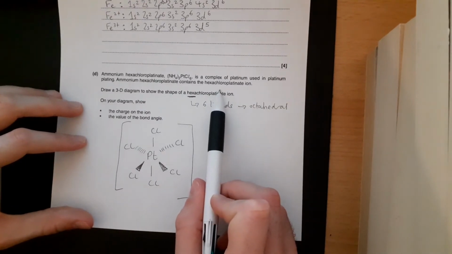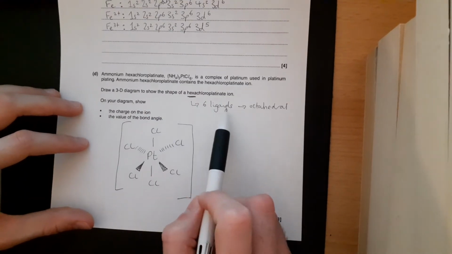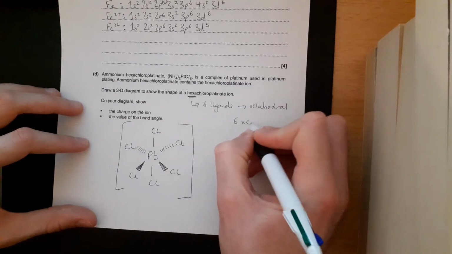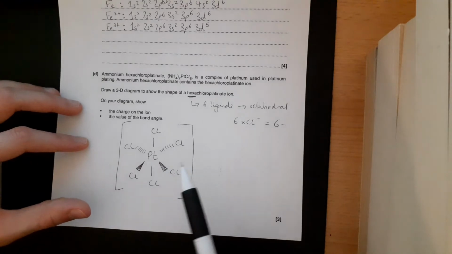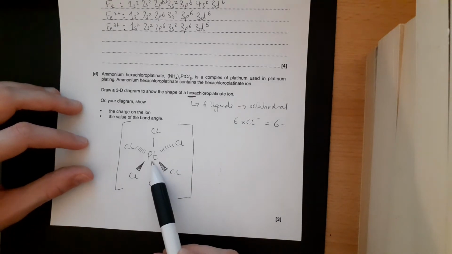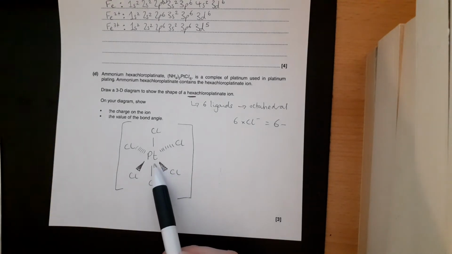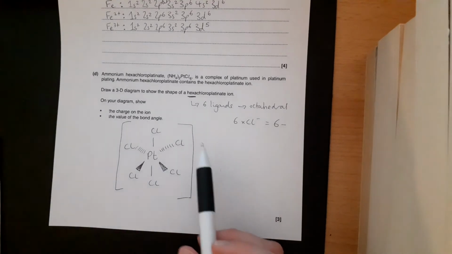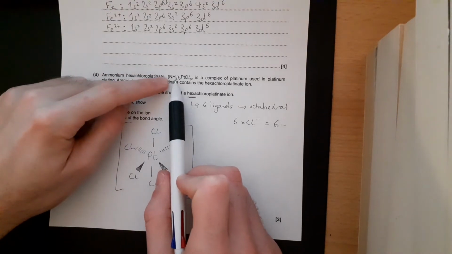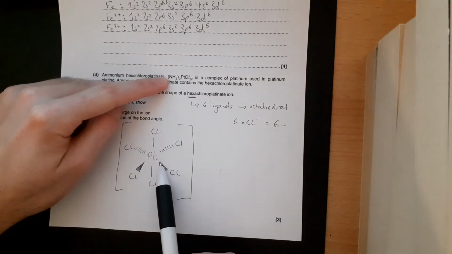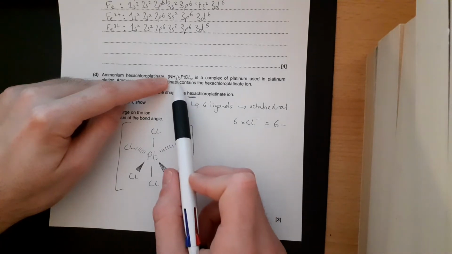Contains the hexachloroplatinate ion. So we know that the 6 chlorine ligands, so 6 lots of Cl minus, is going to be 6 minus. But then how are we supposed to know what the platinum is? This is a bit of a tricky one, because it's going to depend on what oxidation state platinum is in. But this is where the 2 ammonias are giving us a clue, right? Although that's not part of this complex, it's then bonded to 2 ammonias.